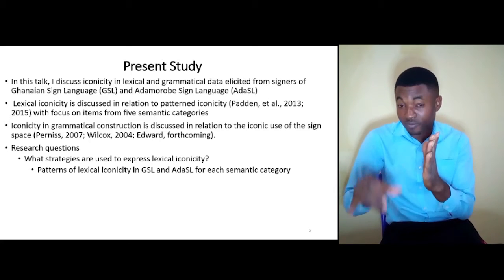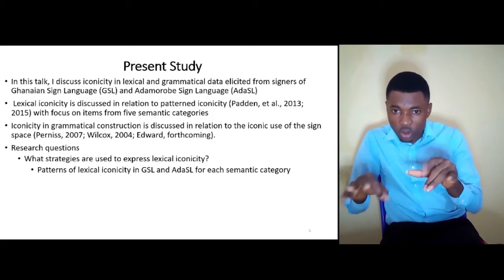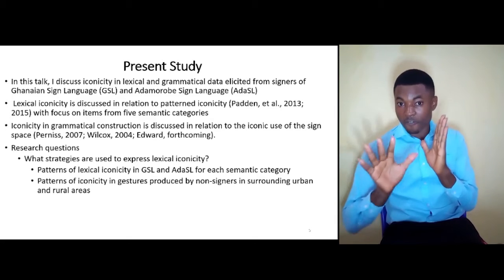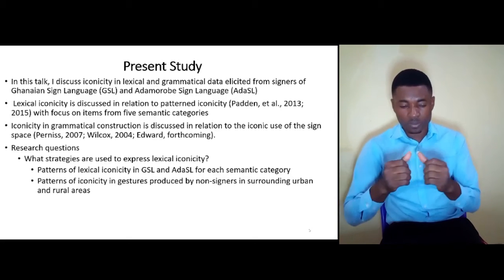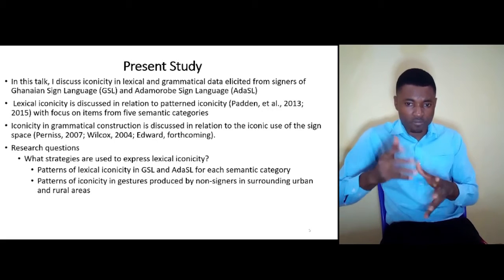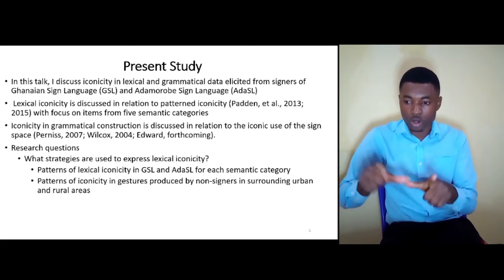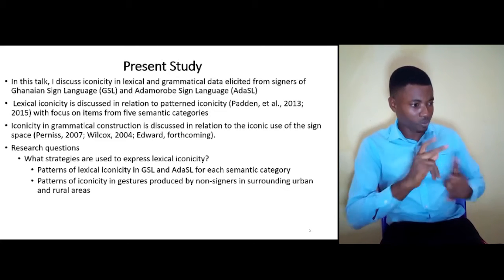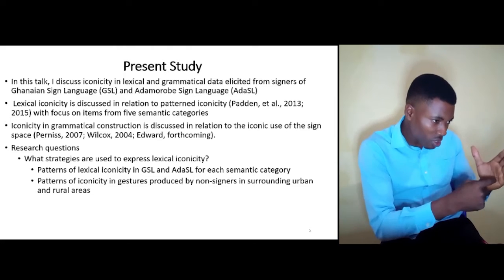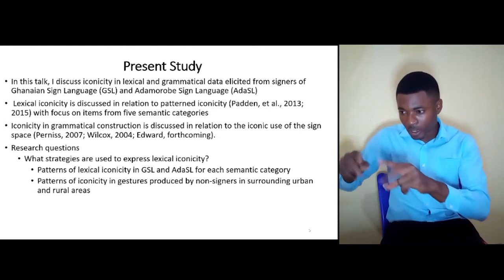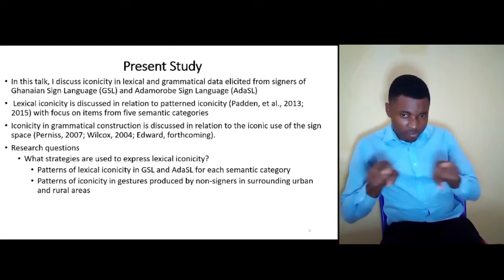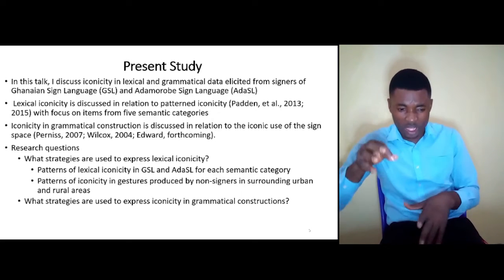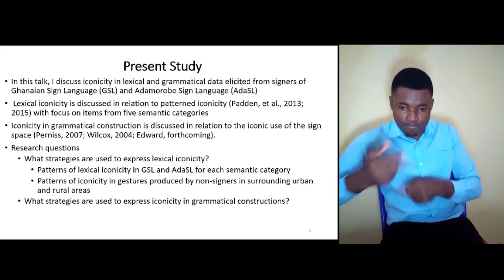Here I'm looking at patterns of lexical iconicity among signers for each of the 5 semantic categories, and patterns of iconicity among gestures produced by non-signers in surrounding urban and rural areas. So I compare what is done by signers to what is done by non-signers to see if gesture and sign used within African communities have anything in common. Then I consider the strategies used to express iconicity in grammatical construction.